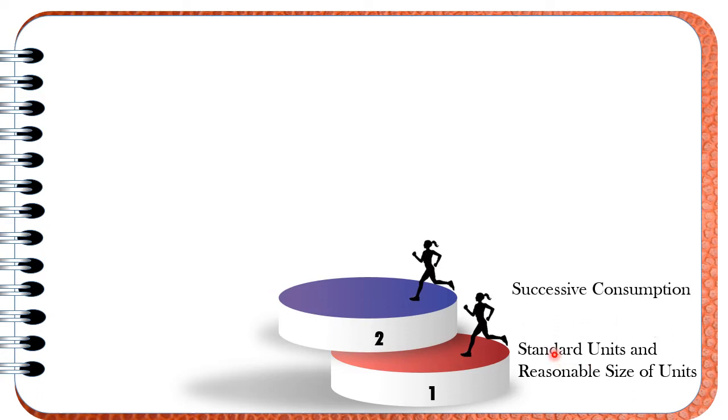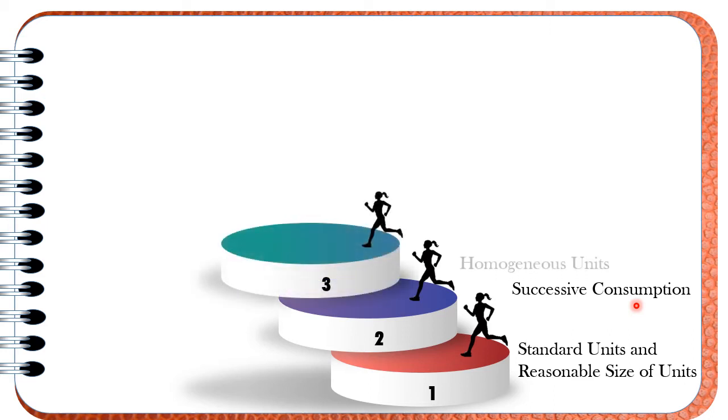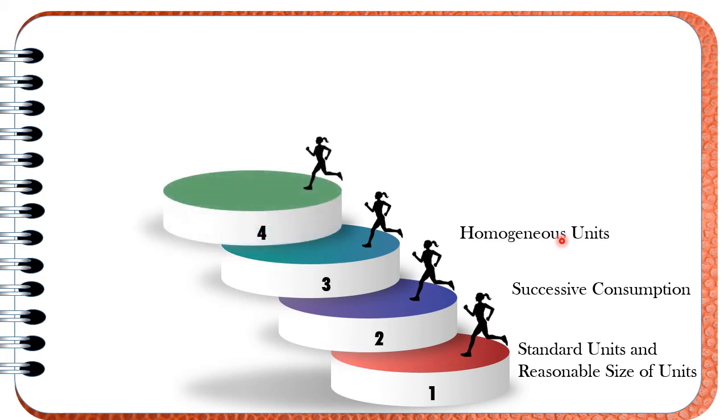The second assumption is we should consume the thing in continuation. Otherwise, the law will not be applicable. Here it is written successive consumption. The next assumption is we should consume the same type of the commodity. The commodity that we are consuming should be homogeneous in nature. Next is the consumer should be a rational person. He should know what to consume and what not to consume.